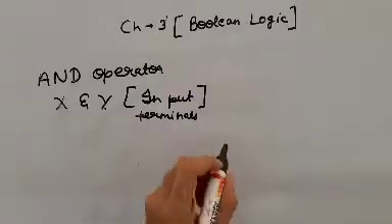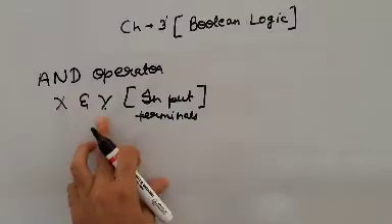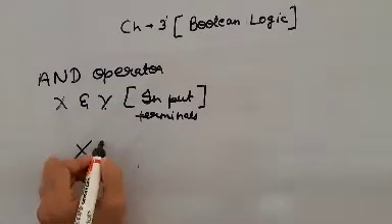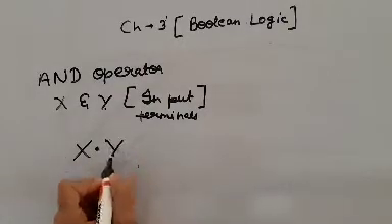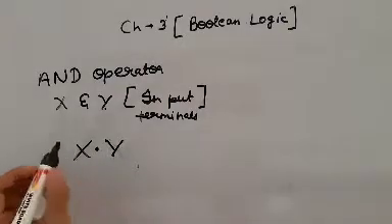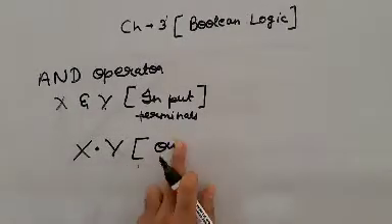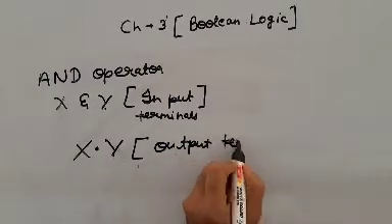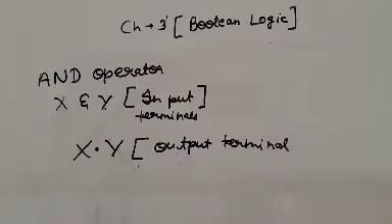Clear? Now if I have to place the AND operator between these two input terminals, it will be X multiply Y. Is that clear? This will be your output terminal. Is that clear, students?